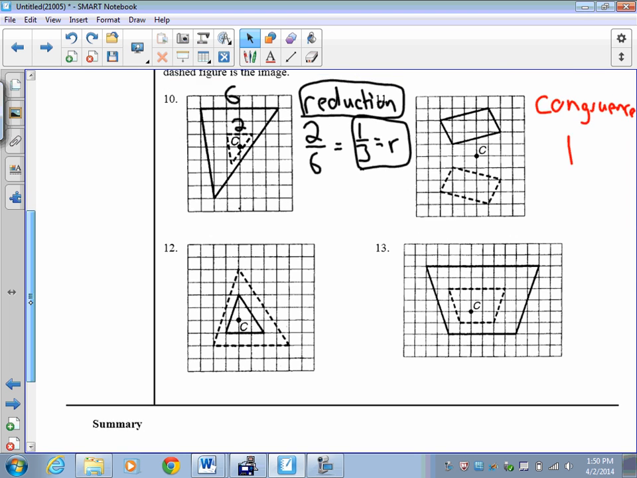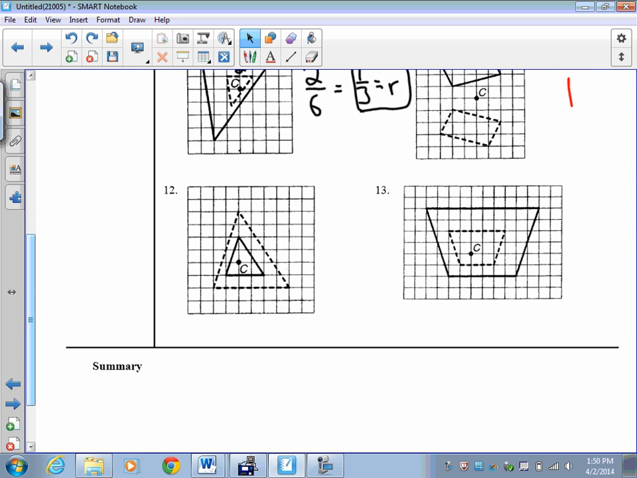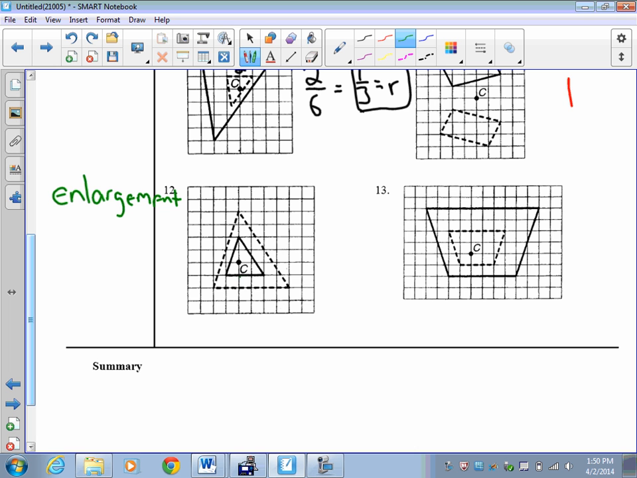So the only one we didn't do was an enlargement, so let's do number 12, because the shape's getting larger, so this is an enlargement. So our image is 6. Our pre-image is 2. So R is going to be equal to 6 over 2, which is just 3.